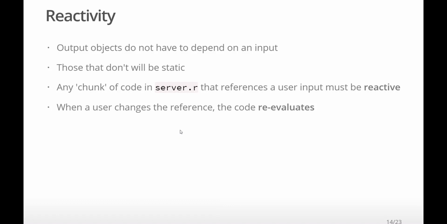However, any chunk of code in our server file that uses one of those user inputs needs to be reactive. So the code that we're using needs to be able to reevaluate dynamically. And so we're going to need to be in what's called a reactive context to do so. Any of those render functions that we've talked about are reactive contexts. And so it's perfectly reasonable to put our inputs in there and reference those. The Shiny package knows how to deal with that.